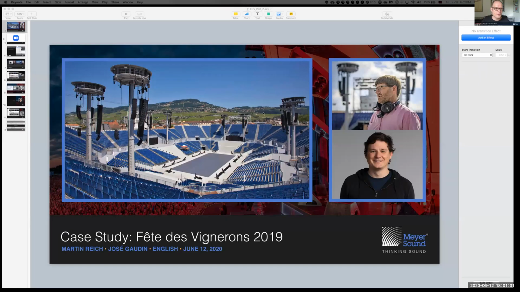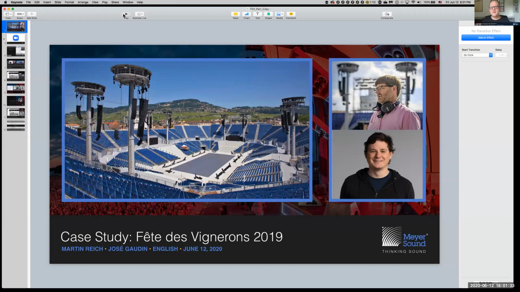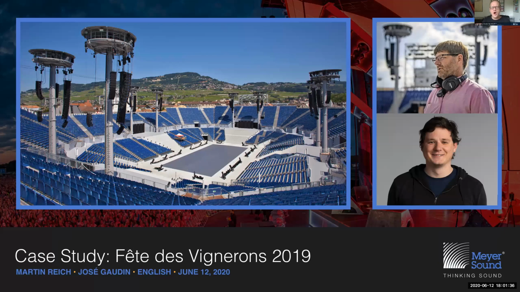And there we go. So today is going to be the long promised part two of the previous case study that we did, which focused on the Cal loudspeaker, column array loudspeakers used in Fête de Vignerons. And today is going to be part two, where we get to talk about what I've lovingly come to call the mushrooms that you can see in this photo. José is going to tell you all about it, and he brought fellow sound engineer, Martin Reich, like last time, who will be joining us today. So that's awesome. I'll let José take care of the rest of the introductions.